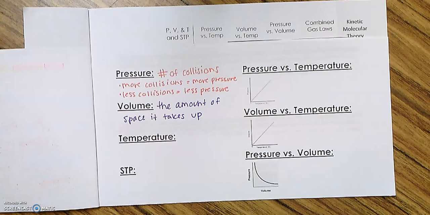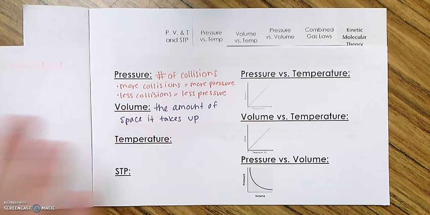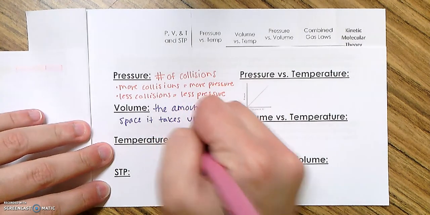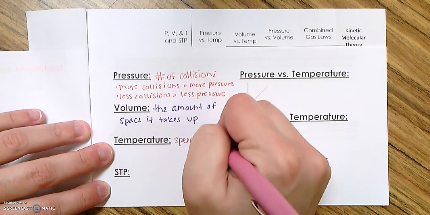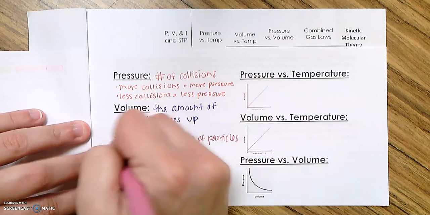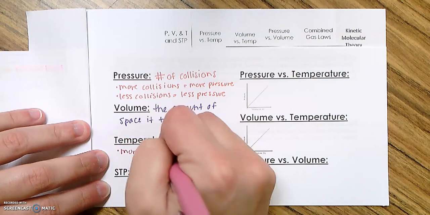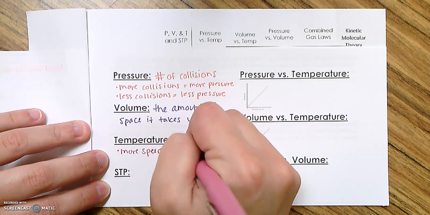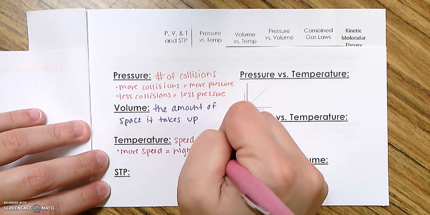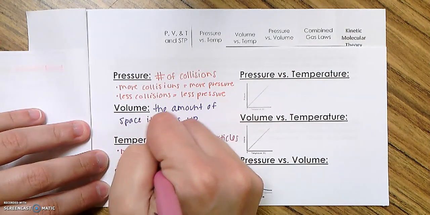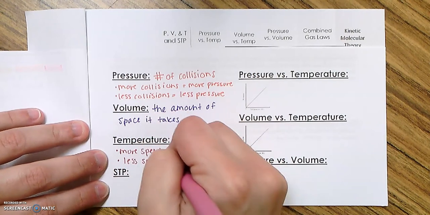Then when we are talking about temperature, we talked again in that kinetic molecular theory about the speed of the particles. And that's exactly what we're talking about here. So speed of particles. More speed equals a higher temperature. So less speed or lower speed equals a lower temperature.